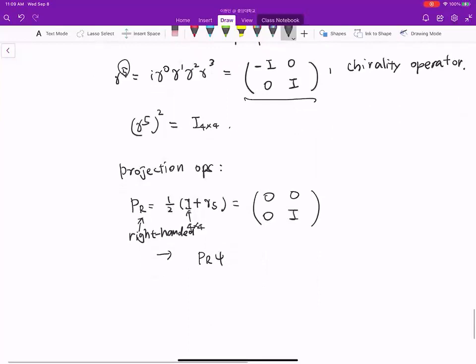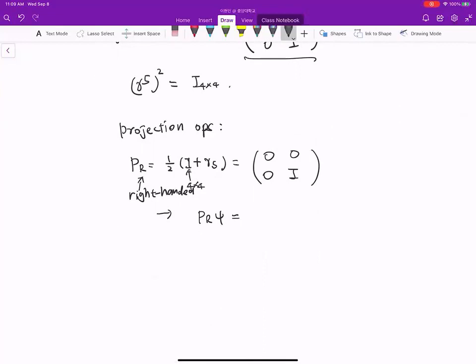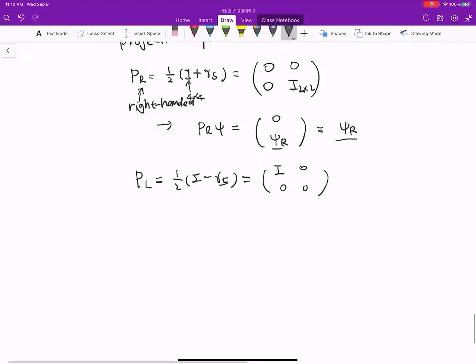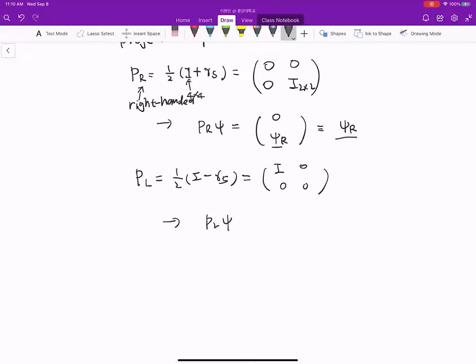After acting the projection operator on the Dirac spinor, you will see that you are left with only the right-handed spinor, and you are projecting out the left-handed spinor. So just recall this psi_R. Although this psi_R is a two-component spinor, we are using it as if it is a four-component spinor with the left-handed partner being projected out. Similarly, you can define the projection operator for the left-handed spinor. In this case, this is the 2 by 2 identity. Then you can act the left-handed projection operator on the Dirac spinor, and you will get psi_L again.